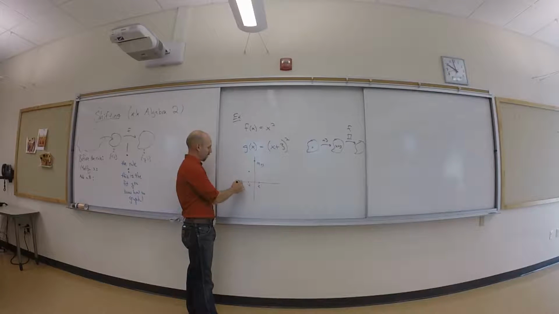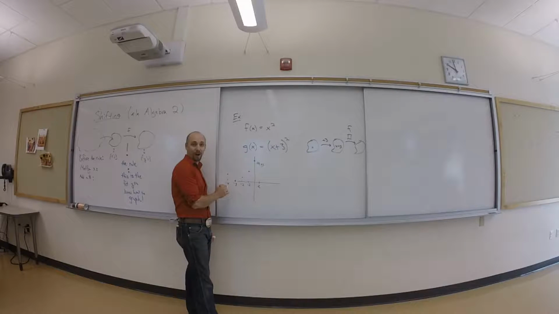What if I went back 1 more? 1. And back 1 more? 0. And back 1 more? 1. 1 again? Oh, that's nice. Now I'm seeing the parabola that I was looking for. Right.